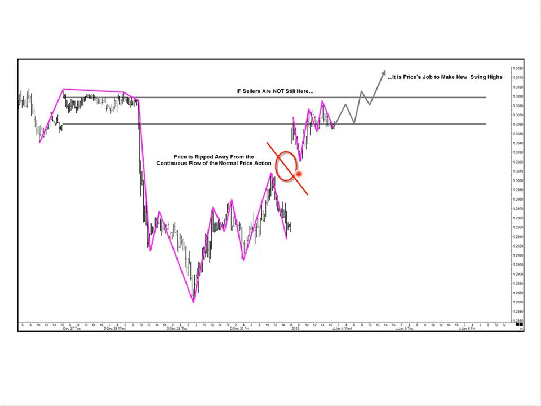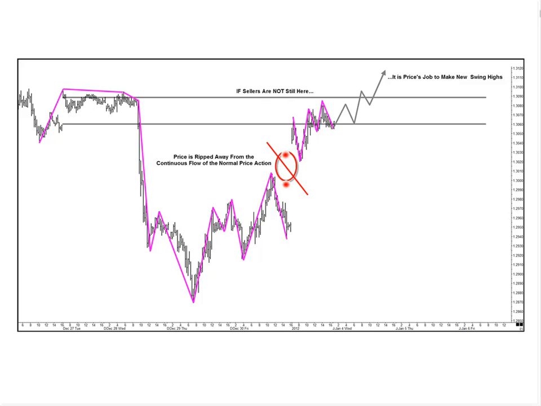But here's where it is really. Price is ripped away from the continuous flow of the normal price action, because here you can see we've got sustainable highs and lows and highs and lows. There's nothing magic going on here. It's a little bit of a wild ride here, but it's continuous. What do we get here? A huge gap. Now we've got some continuous action, but it's not connected at all to this action at the moment. So if sellers are not still here, what are we likely to see?